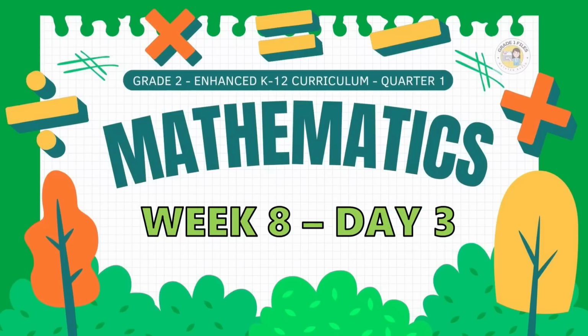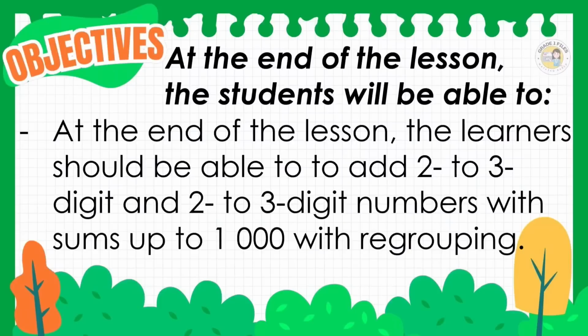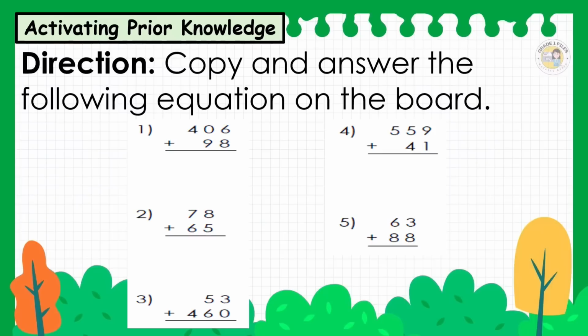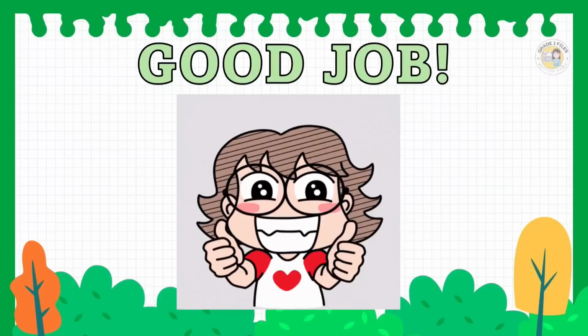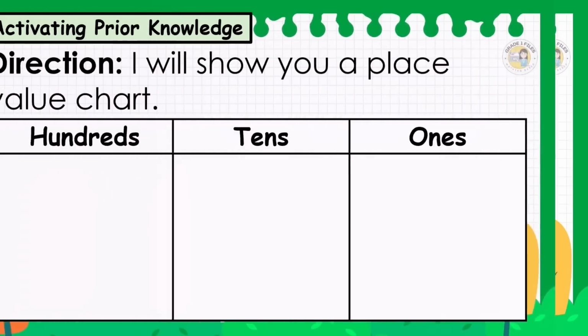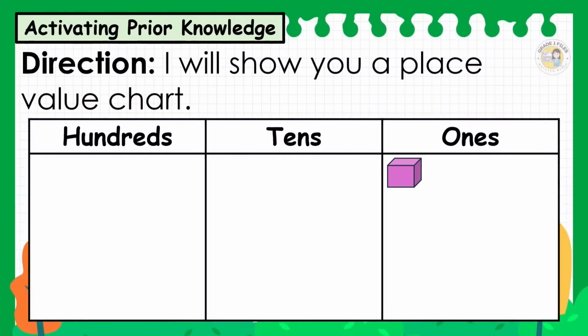Day 3. Objectives. At the end of the lesson, the learner should be able to add 2 to 3-digit and 2 to 3-digit numbers with sum up to 1,000 with regrouping. Copy and answer the following equation on the board. Now, students, I will show you a place value chart.